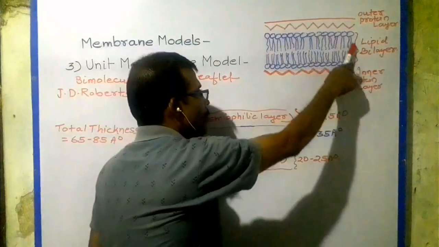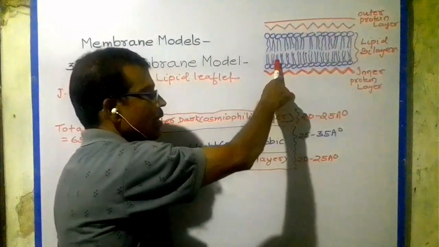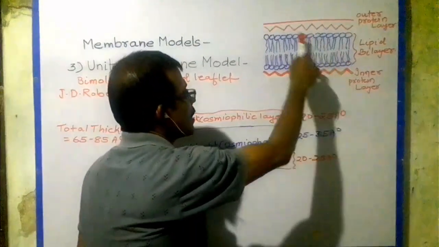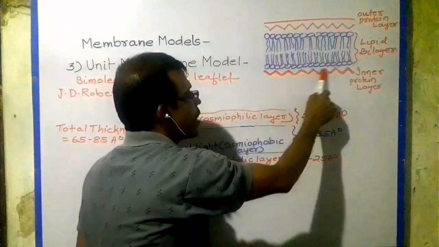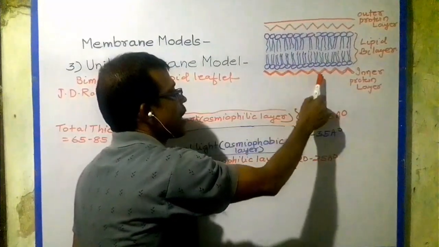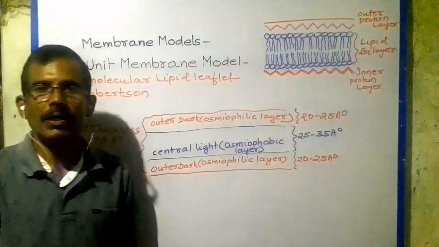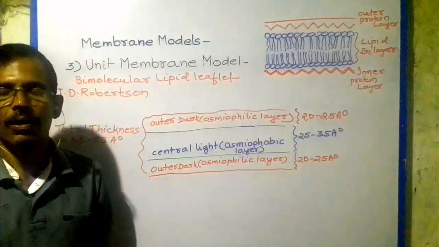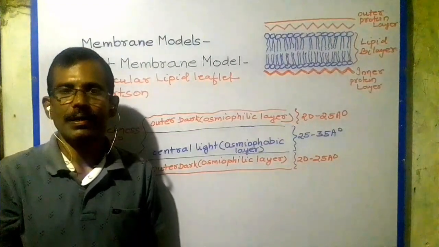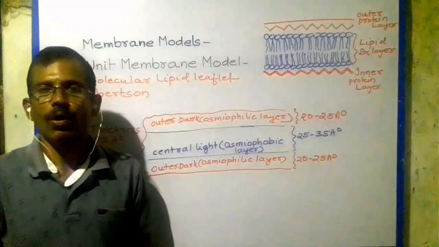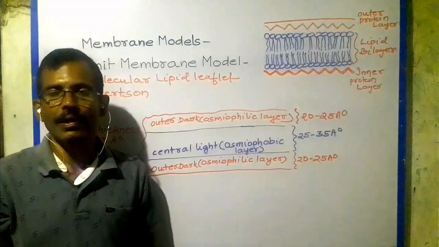This is a bimolecular lipid leaflet which is sandwiched between two protein layers. These are the two protein layers which are organized into pleated sheet configuration. Robertson fixed cell membrane with osmium tetroxide. After examining, he found the presence of a trilaminar pattern.